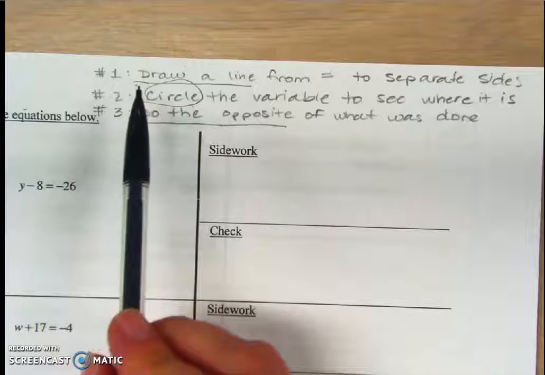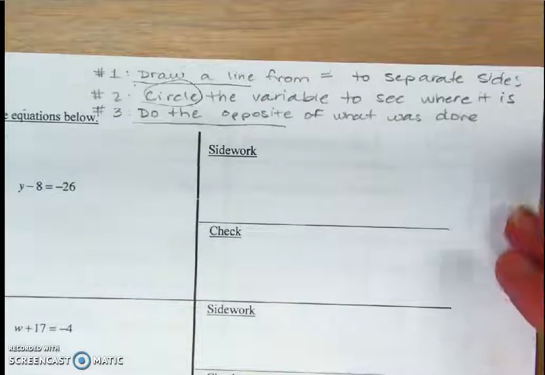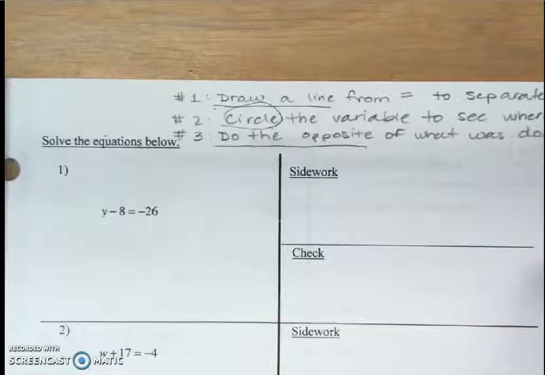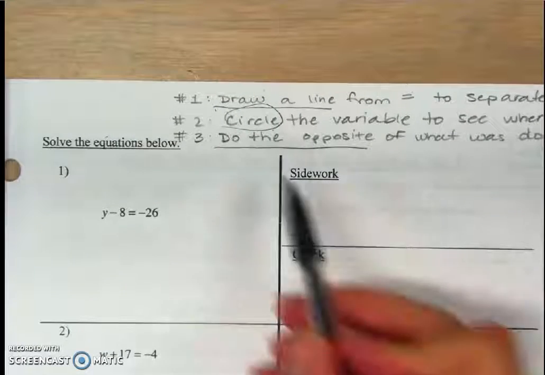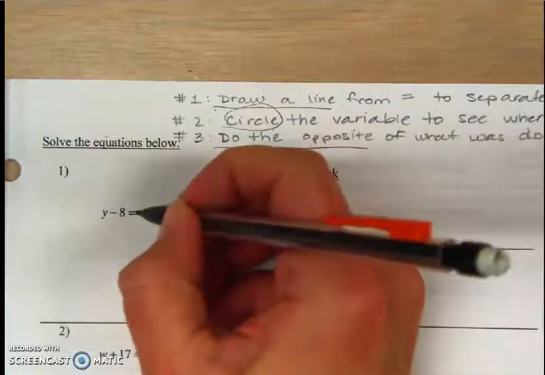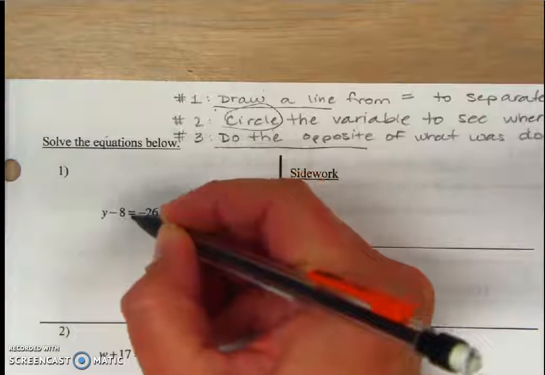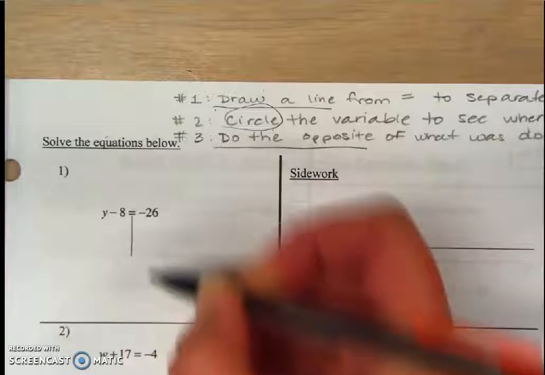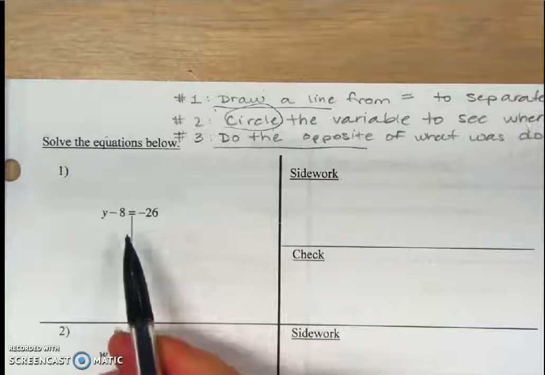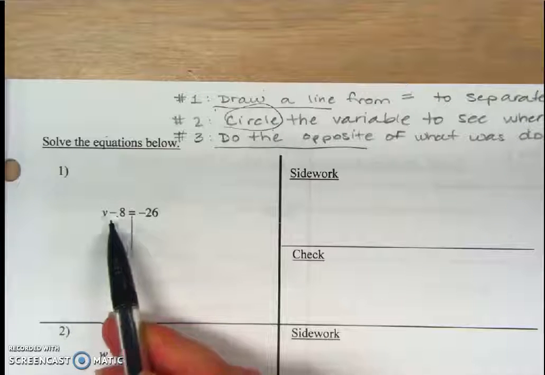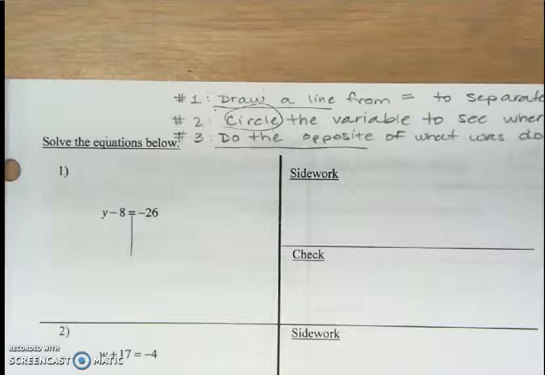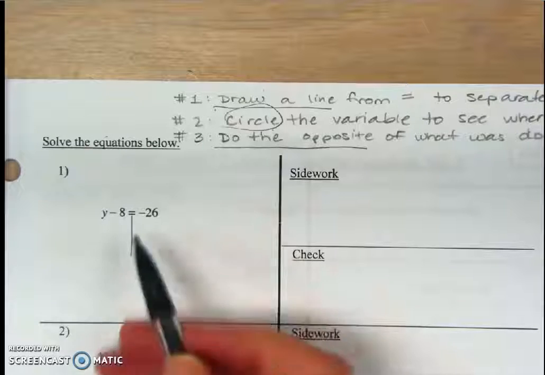All right, so let's just try that. That's all we're doing today. It's actually pretty simple. So number 1, again, our first step is draw the line. So I'm going to find this equal sign and I'm going to draw a line down from it. What that does for me is I can visually now see there's a left side and a right side to this equation. I want the variable to be completely by itself, so I'm going to circle it.